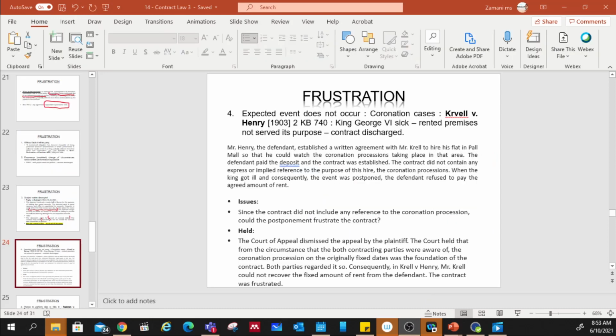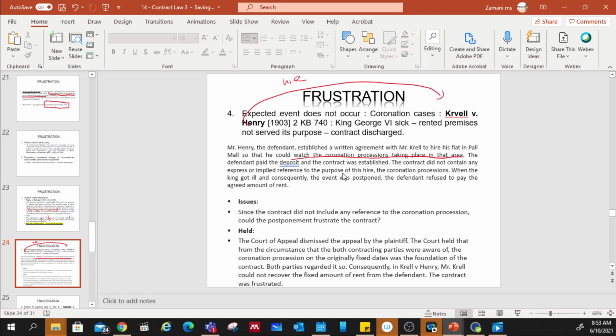The second case is regarding Krell versus Henry. This is related to the King George coronation day. What happened was Mr. Henry, the defendant, established a written agreement with Mr. Krell to hire his flat in Pall Mall. So Henry wanted to hire the flat so that he could watch the coronation procession taking place. The defendant paid a deposit and the contract was established.